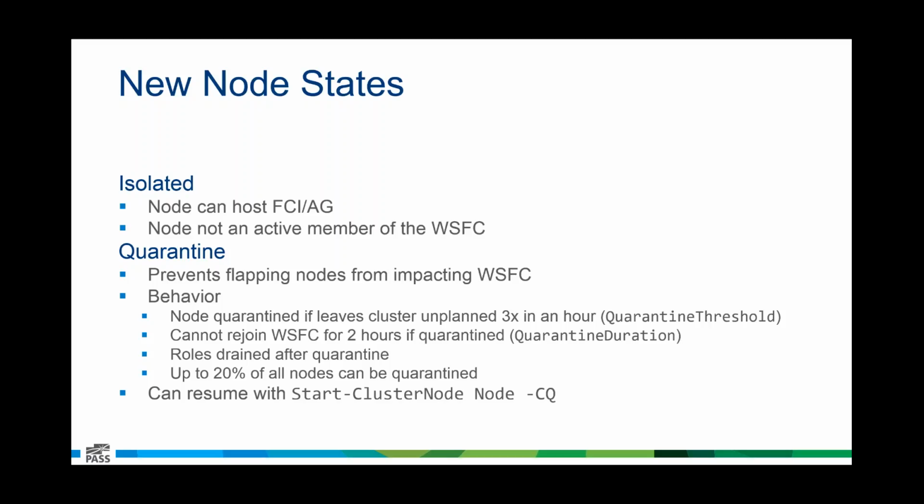Now, what it will then do is quarantine it for 2 hours, which you can override with something similar to forcing quorum. It's the CQ switch when you start the cluster node. Up to 20% of the nodes can be quarantined at any given time. Obviously, if you're having to quarantine more than 20% of your nodes, something's going wrong in your cluster. But this is kind of cool.